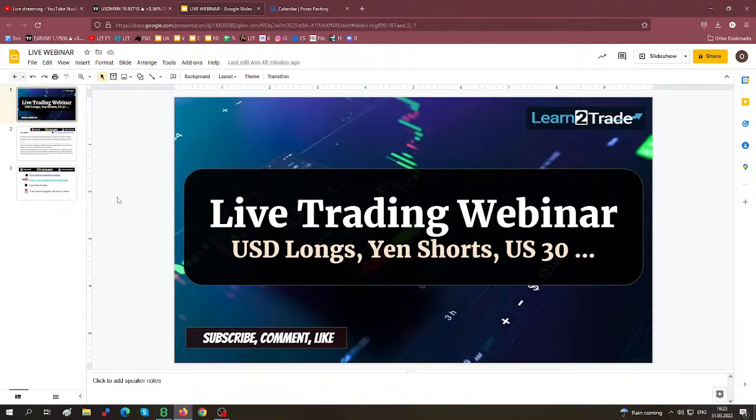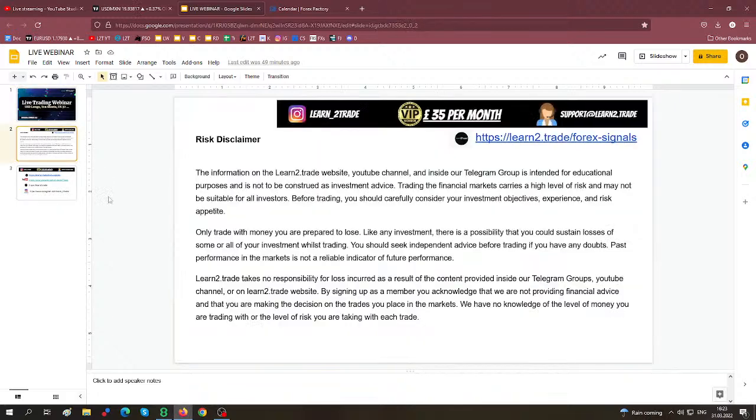US 30 also, because we have something like a range, and also about yen, guys. I still need confirmation on the Japanese yen before I will maybe take action. I will go long or short, I don't know. Right now, I'm still waiting for the Japanese yen basket to confirm a potential new direction.